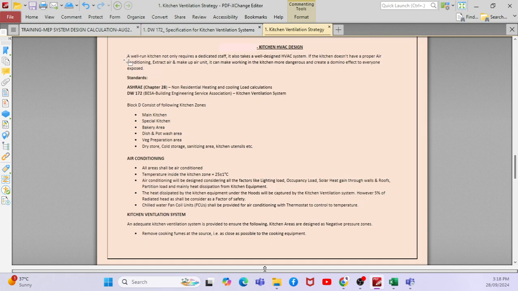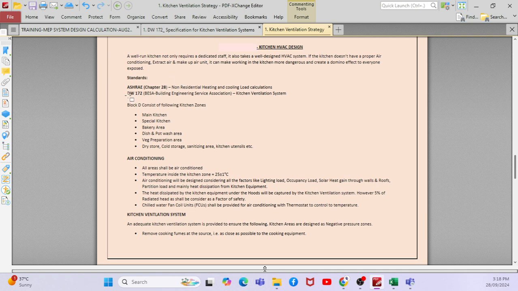You can see that a well-run kitchen not only requires a dedicated staff, it also takes a well-designed HVAC system. If the kitchen doesn't have a proper air conditioning, extract and makeup air unit, it can make working in the kitchen more dangerous and create a domino effect to everyone exposed. So this is the reason we are going to do a proper air conditioning and ventilation system.